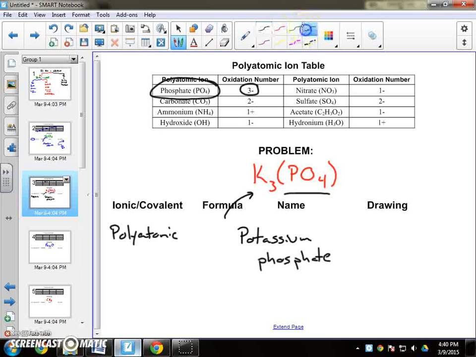In terms of drawings, you do not have to be able to draw this stuff, but essentially I'm going to have a simple PO4 somewhere in here, and then you're going to have 3 extra lonely electrons, and you're going to have a potassium giving an electron to each. That's basically the idea. You've got 3 potassiums and 1 PO4. Again, you don't have to draw this. All you have to be able to do for polyatomics is formula and name.